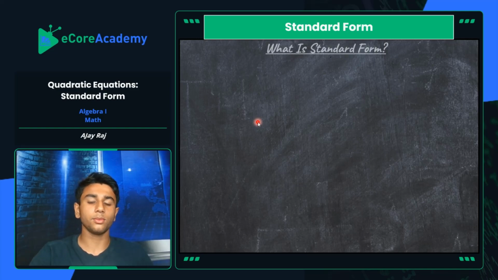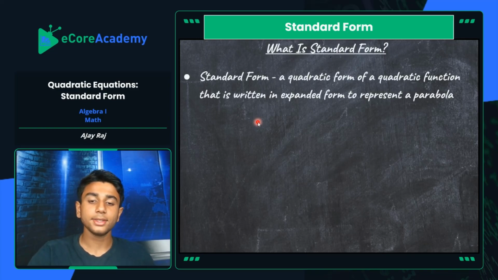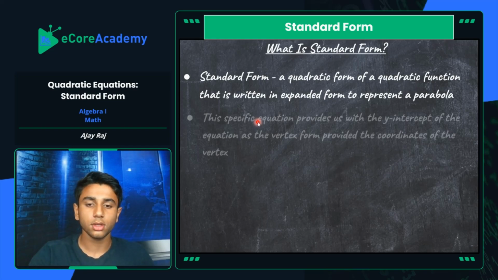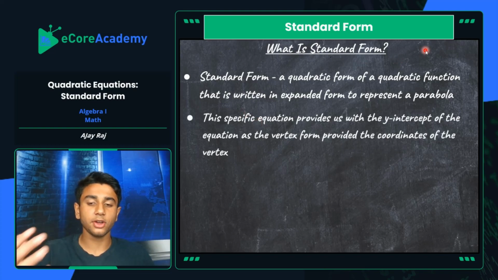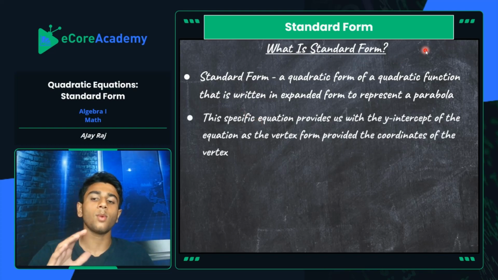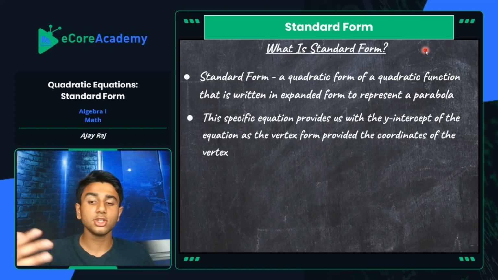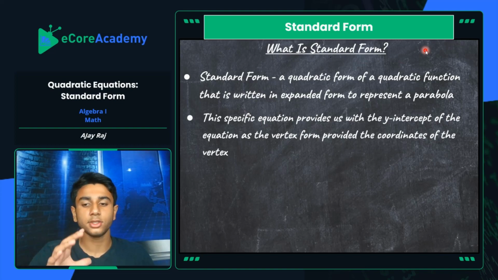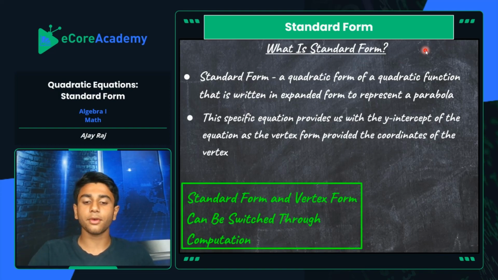So standard form. What exactly is standard form? Standard form is merely a form of a quadratic function. It's a way of expressing a quadratic function that's written in expanded form to represent a parabola. And this very specific equation provides us with the y-intercept of the equation, just as the vertex form had its special properties of providing the coordinates of the vertex. Standard form and vertex form can actually be switched through computation. They're interchangeable with each other.